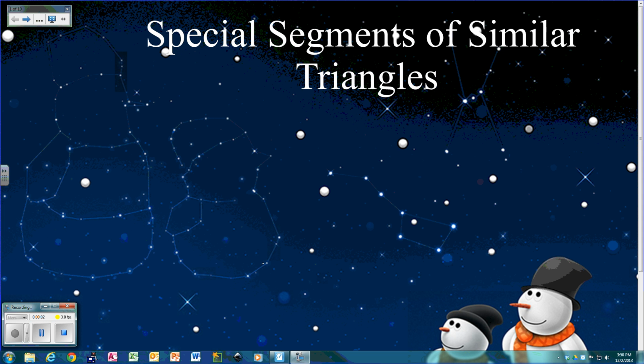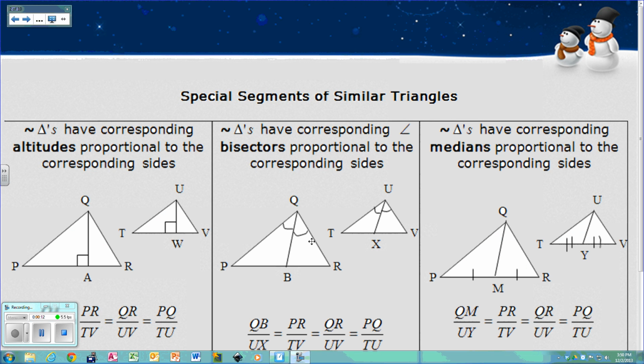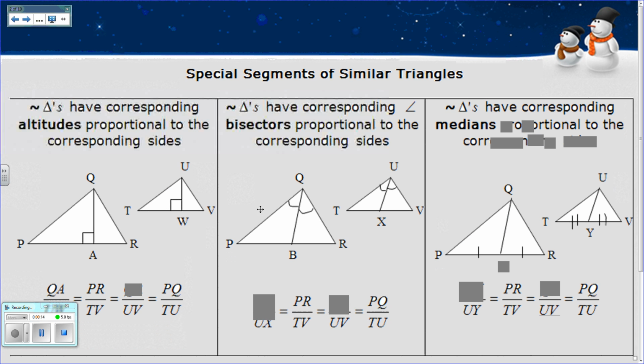Okay, so here we go, special segments of similar triangles. So we're still dealing with all those proportions. So we're going to just keep going with that, okay? All right, so here we go. The first part is you need to make sure you understand that the parts of the triangles are also proportional if the triangles are similar, okay? So for example, if these two triangles are similar, their corresponding altitudes are proportional as well.